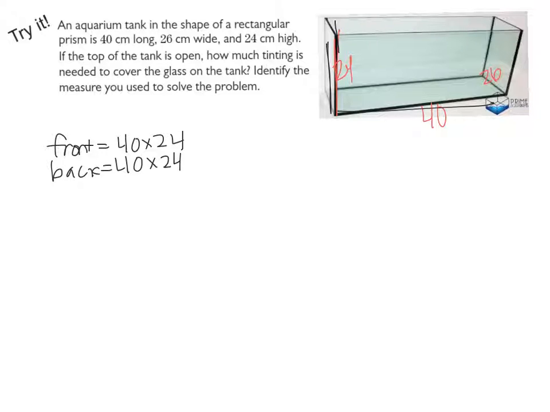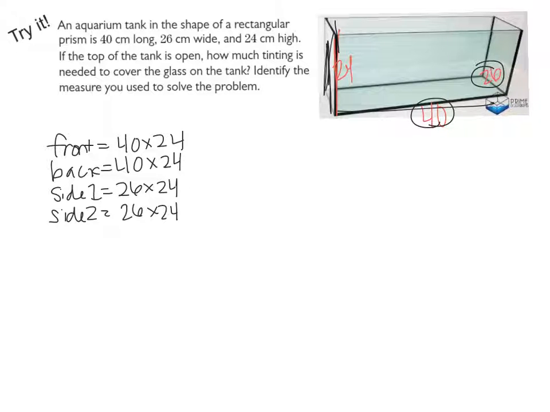Now I'm looking at my sides, which would be 26. So I have side 1 is 26 times 24. And side 2 would be the same. That would be this side over here. 26 times 24. Okay? And then I have the bottom. The bottom would be 40 and 26. Now remember, I'm not doing the top because there's no top on this tank. If I was, it would be 40 times 26, but I'm not.